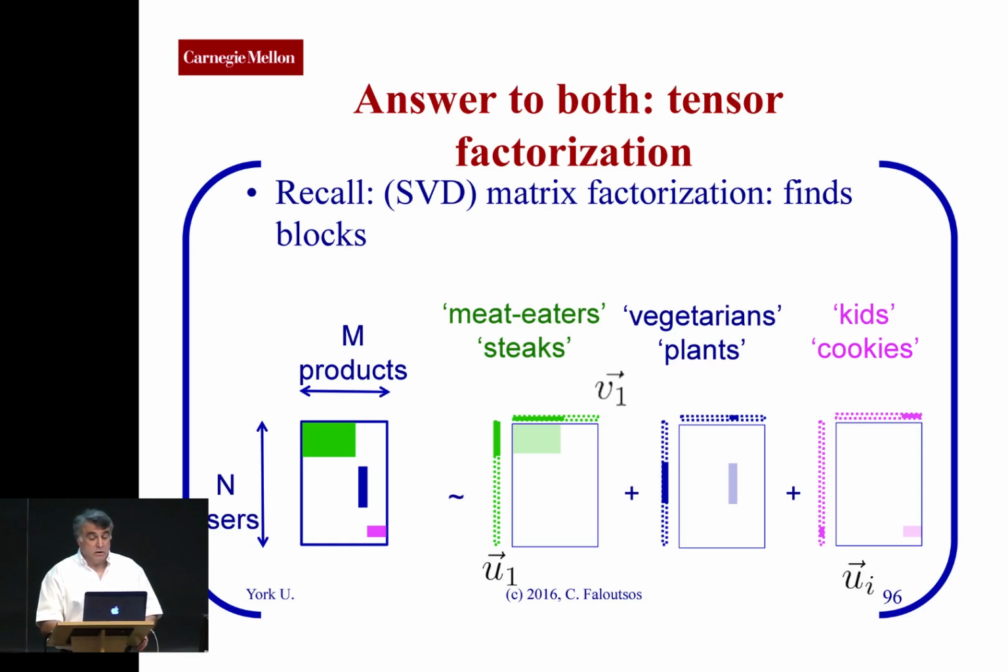The vector u1 will have 0 everywhere except for the meat eaters, Smith, Johnson, and Thompson. And the v1 vector will have 0 everywhere except for the meat products, chicken, pork, and whatever else. The same for the second vector, the same for the third vector, right? So this is the idea behind singular value decomposition. If there are beautiful, nicely separated blocks, SVD will spot them.